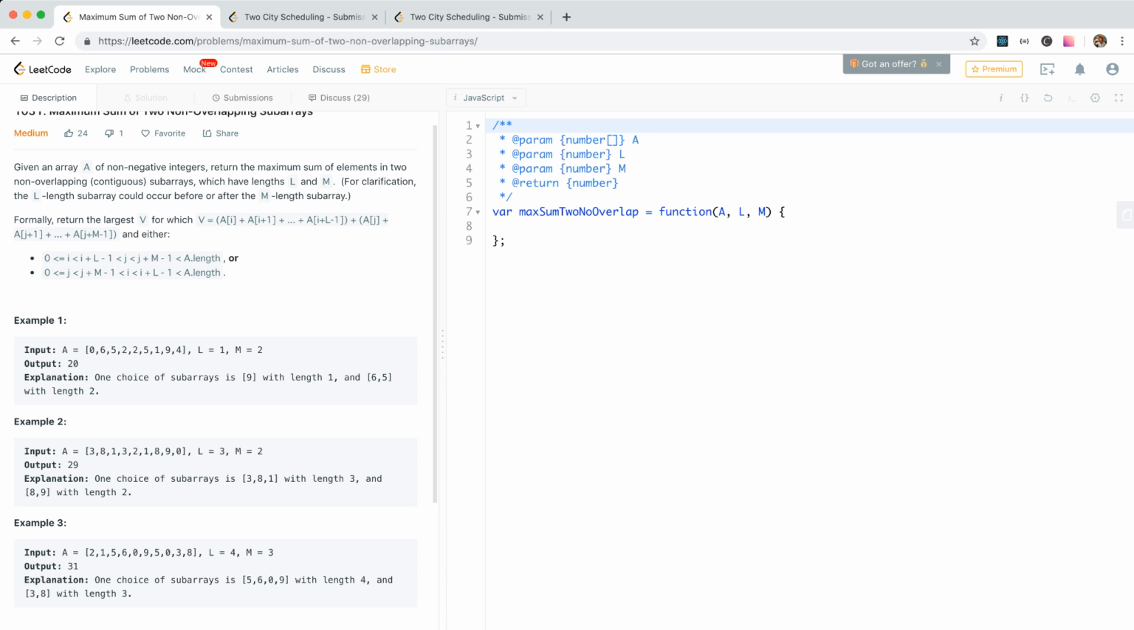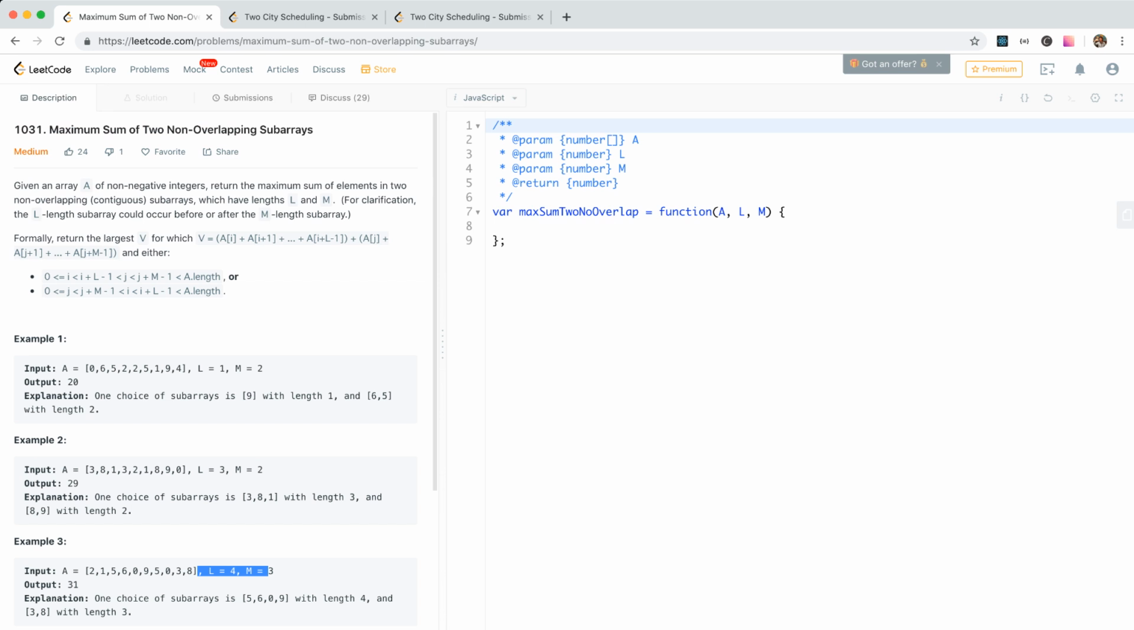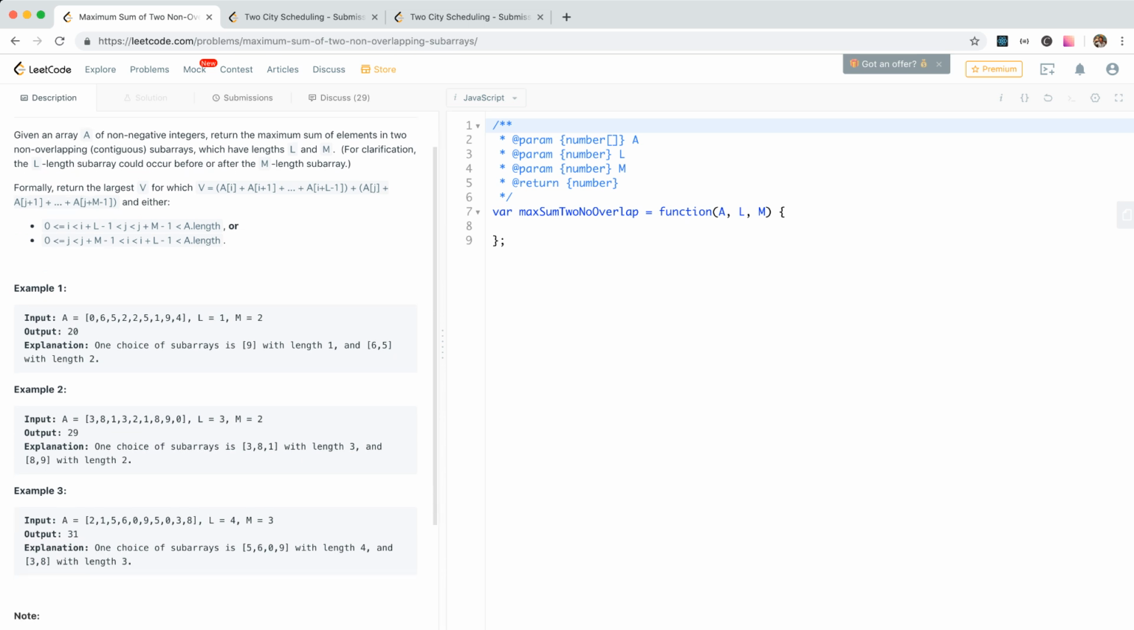So the largest V for this is i to i plus L minus 1, so this is the length L and M. This is the L. I see. So you will be given an array and L and M, and you should define these two subarrays and sum them up. So for the first one, we can pick the largest, 9 and 6 4 6 5, and 3 2. So this one is the biggest, and this one is the biggest, and then we sum it up.